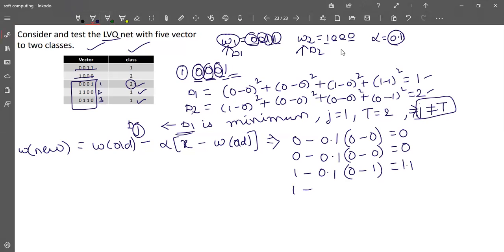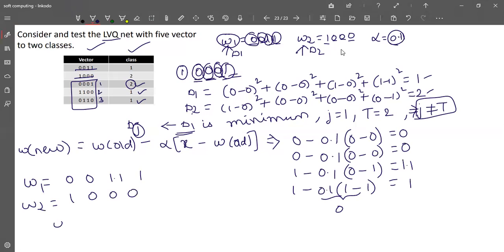Let's update the weight 1. The old weight minus alpha into x4 minus the old weight, that is we'll get 1. This becomes 0. So our new weight W1 becomes 0, 0, 1.1, 1 and W2 is 1, 0, 0, 0. If we write it in the matrix form, our overall weight will become 0, 0, 1.1, 1 and 1, 0, 0, 0.